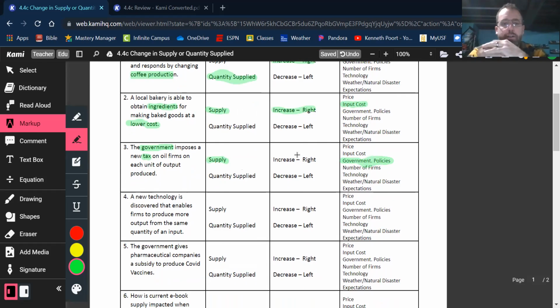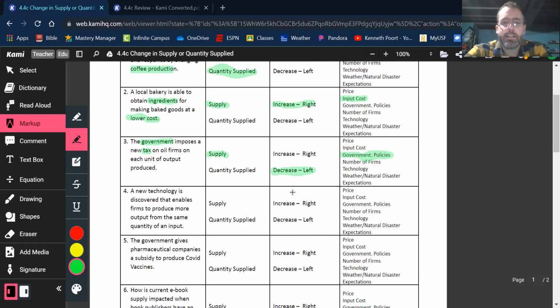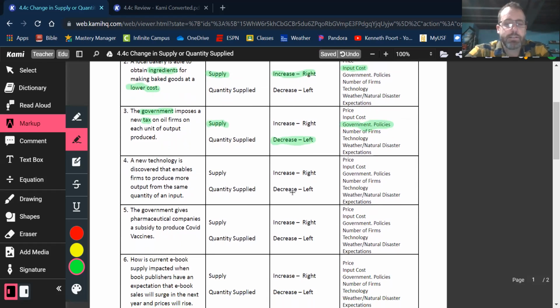If I'm a business owner and the government's imposing a tax on my product I'm producing, so that means costs for me. If I'm the business owner, I have to pay more taxes, so my costs go up. My supply will go down. We call that probably a decrease in supply due to the extra taxes.